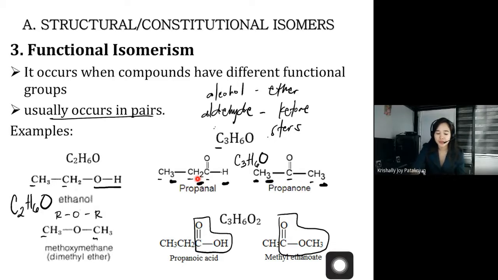Halimbawa, kung may alcohol ito then this one may ether, so automatic functional isomerism yung ilalagay nyo.